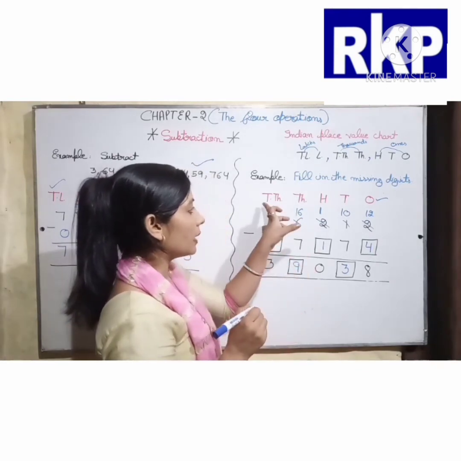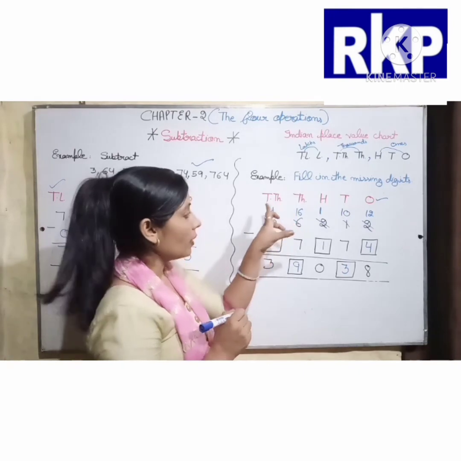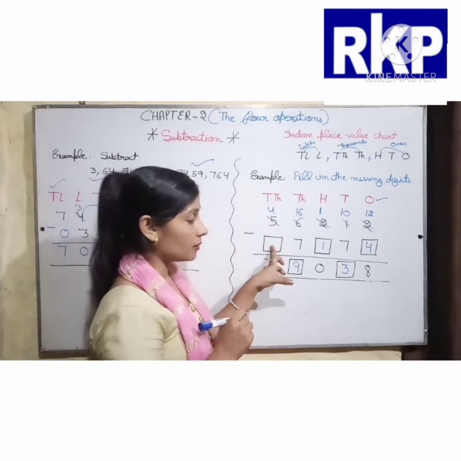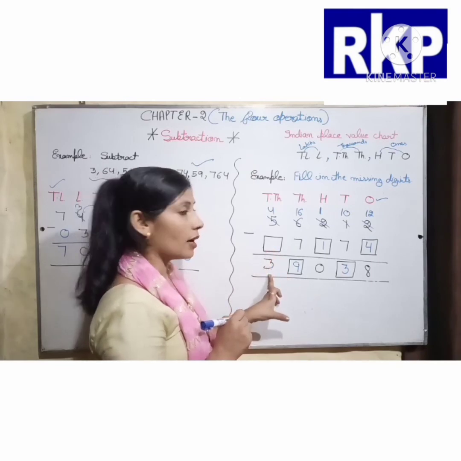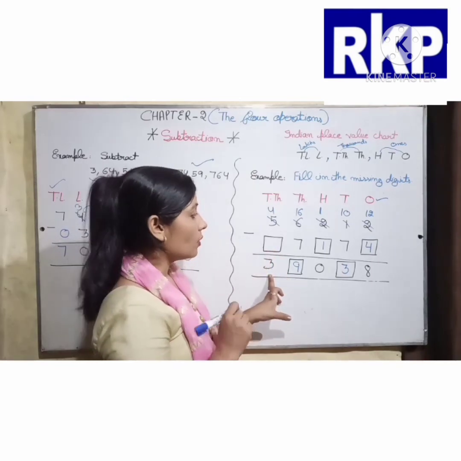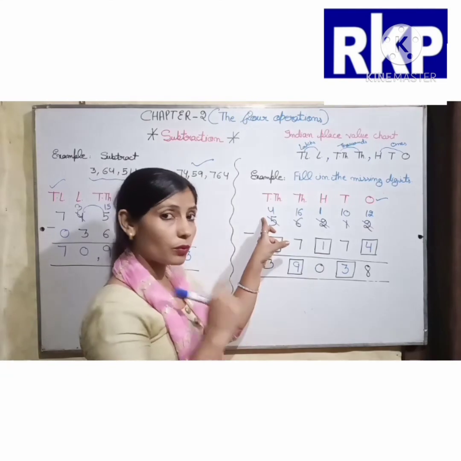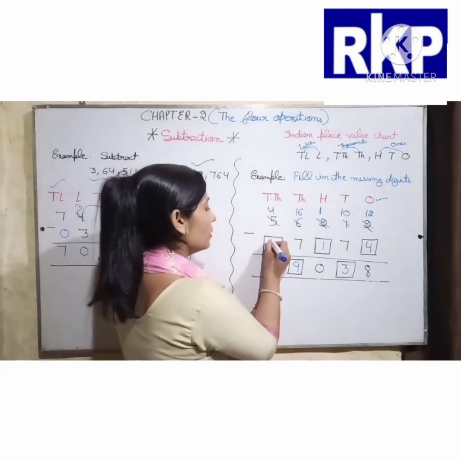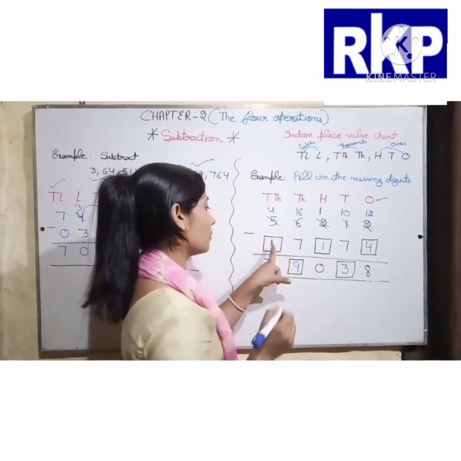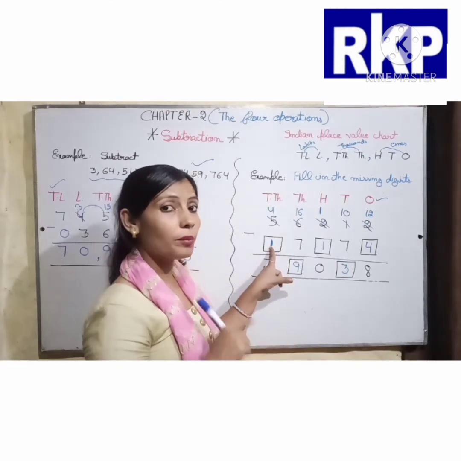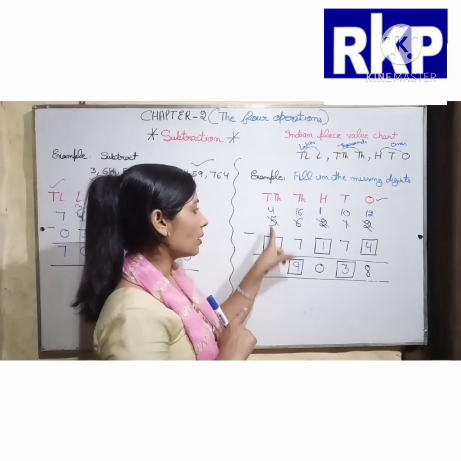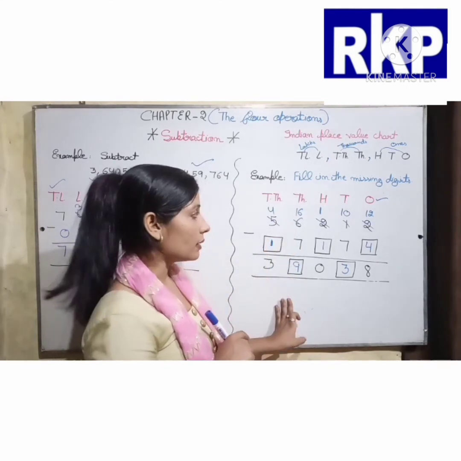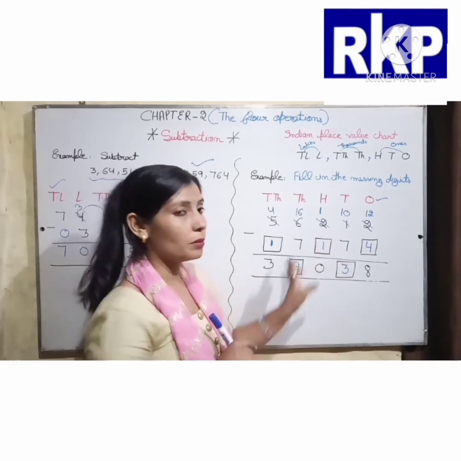Now comes in 10,000s column. Here we have 4 and here we don't have any digit and as a difference we have 3. So beta, what should be subtracted from 4 to get 3? So here we will write 1. Okay, because when we subtract 1 from 4, then we get 3. So like this we can find the missing digits.